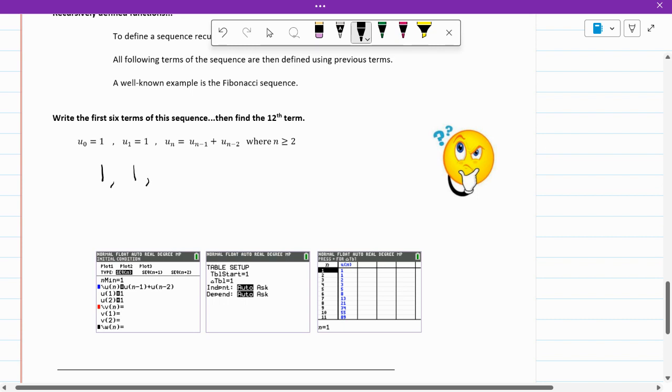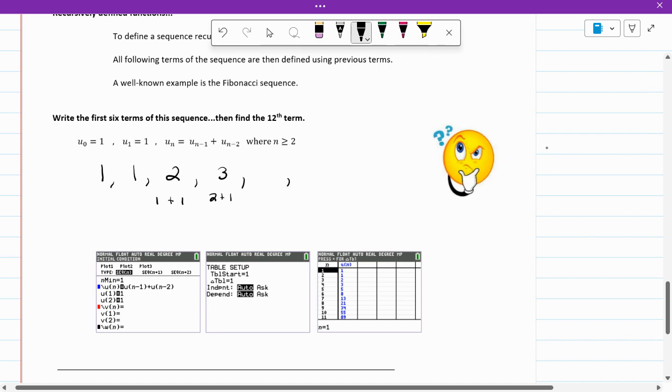So if the first term is 1 and the second term is 1, then to get the next term, you add the term right before it plus the term two terms before it. So 1 plus 1 is 2. And now to get the next term, you add the term right before it, which is 2, plus 2 before it, which is 1. So the next term in the sequence would be 3.